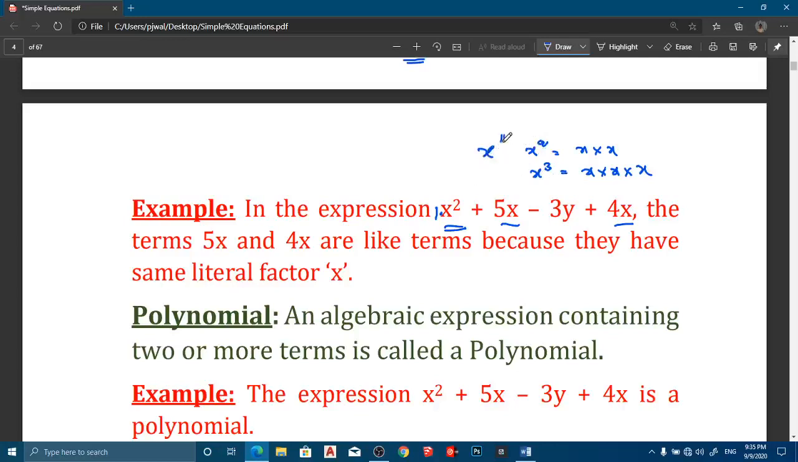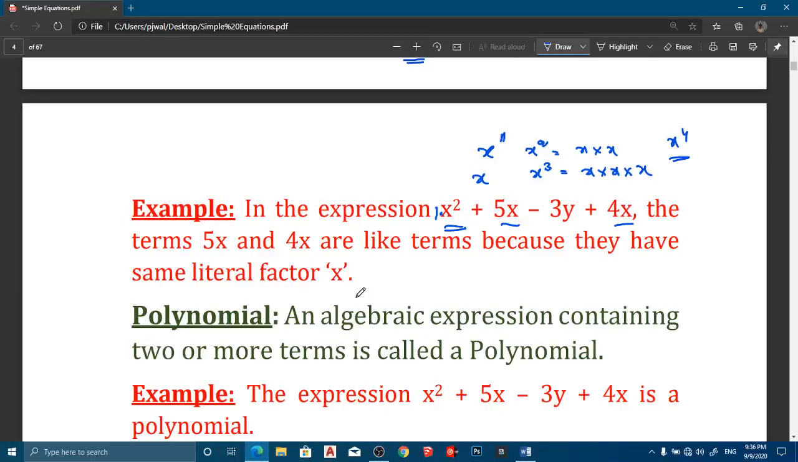If the power is 1, we do not always write power 1; we can simply write it as x. You cannot read it as x to the power of 1. But for more than 1 you read it as x to the power of 2, x to the power of 3, x to the power of 4, like that. We will learn these types of numbers in the exponents chapter. So x square is different from x. They are unlike terms. Only 5x and 4x are like terms.